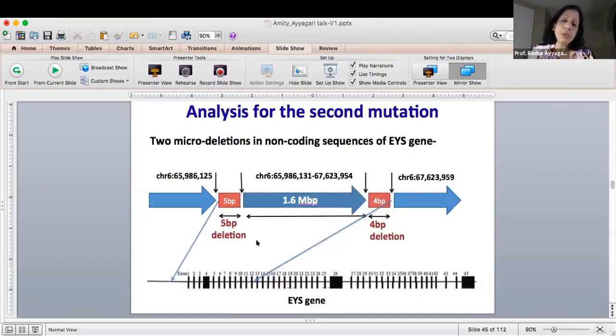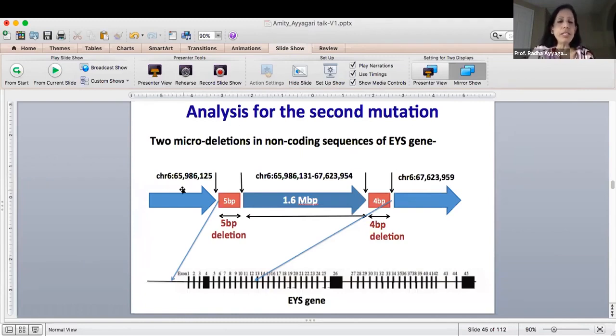However, we found two different microdeletions in the upstream region of this EYS gene, one 5 base pair deletion, and another 4 base pair deletion in intron 12 of this gene. These are non-coding changes, and it is highly challenging to interpret the impact of these variants. But in any case, first we need to establish that these mutations indeed occur, because they were found by the whole genome sequence analysis.